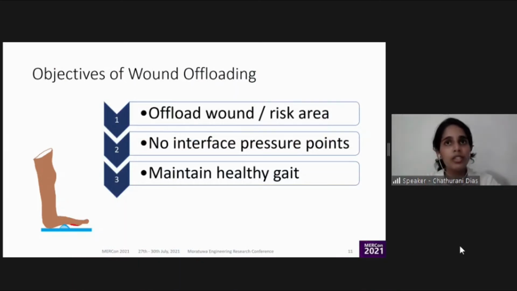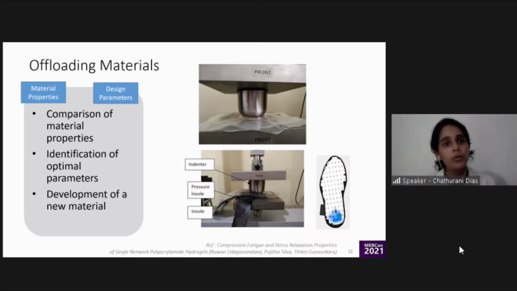In reality, patients will mostly be prescribed not to walk at all during the wound healing time, but what actually happens is that patients do walk, even if at least a little bit. So that is why it's also important to ensure that the interface does not have pressure points, and that the patient can still maintain a healthy gait with the offloading. With this background knowledge, I'd like to move on to how we started developing the material and where the interface measurement came into play.